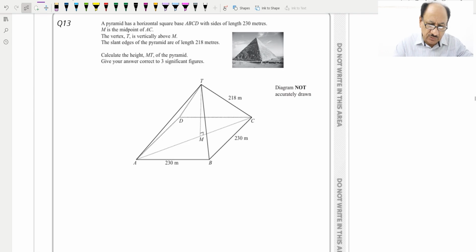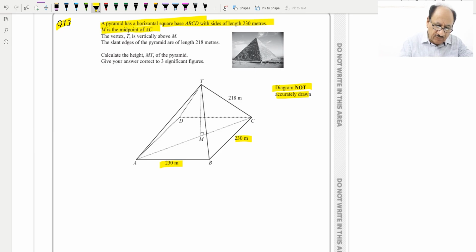Question 13 is also a pyramid question. Pyramid questions are very popular in the IGCSE exam, so you need to focus on these types of questions. Diagram is not accurately drawn. A pyramid has a horizontal square base ABCD with sides of length 230 meters. So each side is 230 meters.